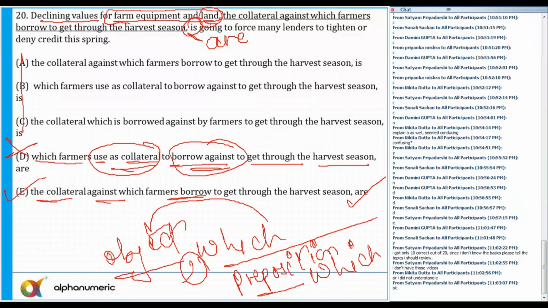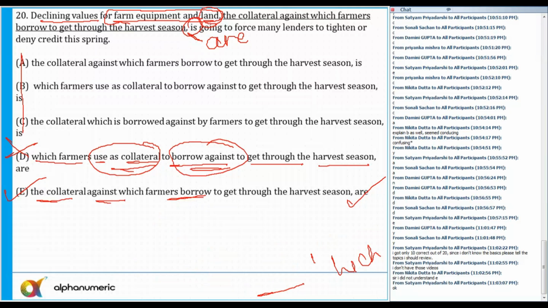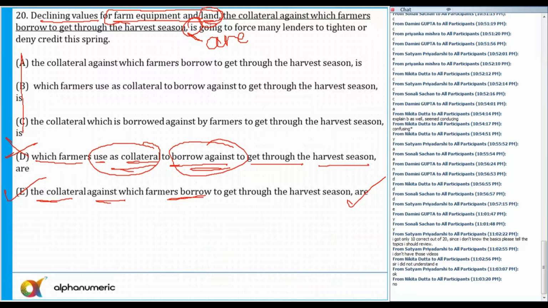Okay, Nikita, you did not understand E. You did not understand why the answer is E. Did you understand why D is not the answer? D is not the answer because there's a grammatical error. You did not understand. Okay. There is a rule. What does this rule say?